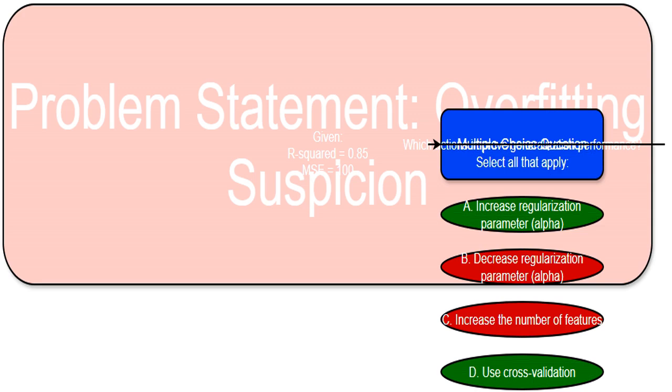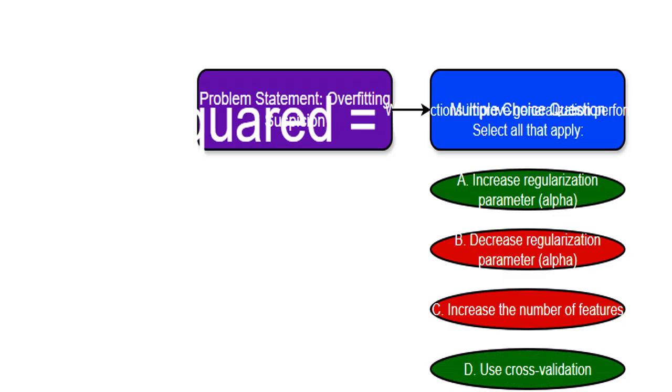The mean squared error, MSE, of 100 tells us the average squared difference between our predictions and actual values. This is a pretty typical scenario in machine learning. This gives us some clues to work with. R squared of 0.85 means our model explains 85% of the variance in the house prices based on training data. However, an MSE of 100 tells us there's still quite a bit of error, which raises concerns about overfitting.